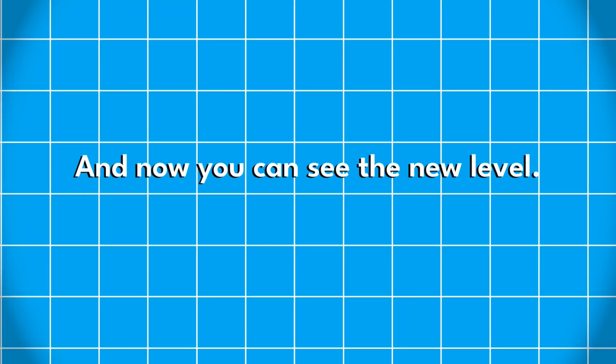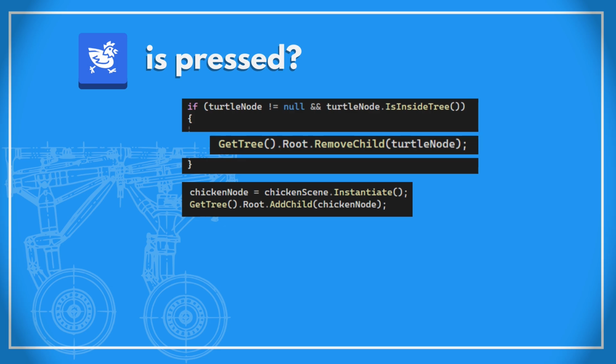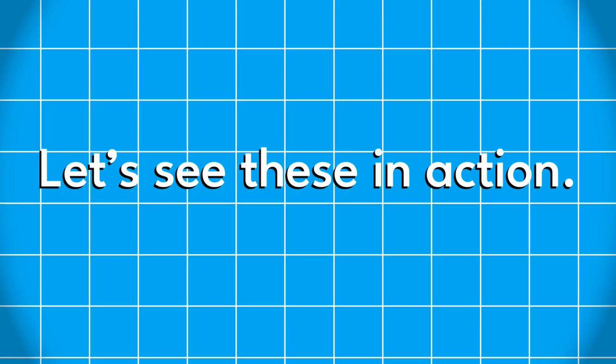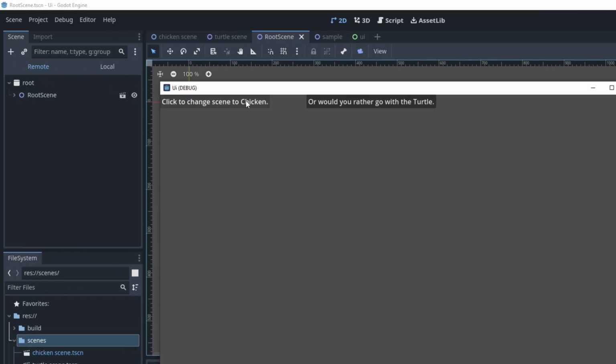And now you can see the new level. The same is true with the turtle button. Just swap the chicken with the turtle scene. Now that we know how it works, let's see this in action. Click this button and go to the remote. As you can see, if I press this button, it will go to the chicken, and if I press this turtle button, it switches to the turtle scene.